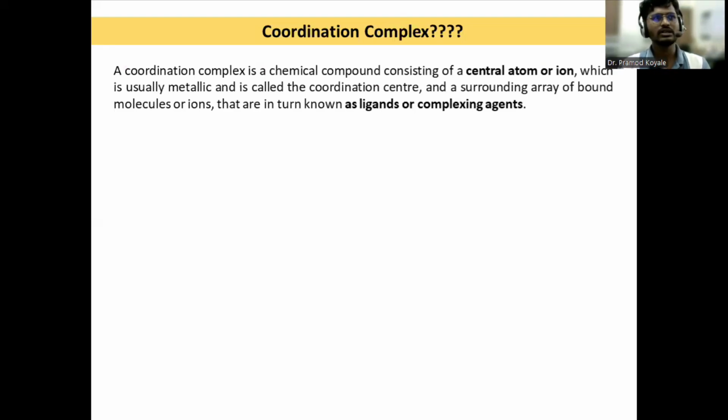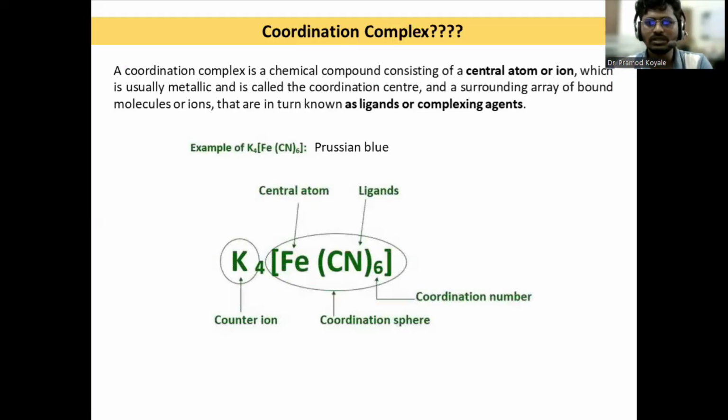These are much more vital as compared to simple double salts or simple salts. This is the example that is present in view. In this case, we have the central atom Fe surrounded by 6 cyanide ligands. The number 6, that is the number of ligands, is known as the coordination number, and the overall placement of this central metal atom and the ligands is in the coordination sphere.